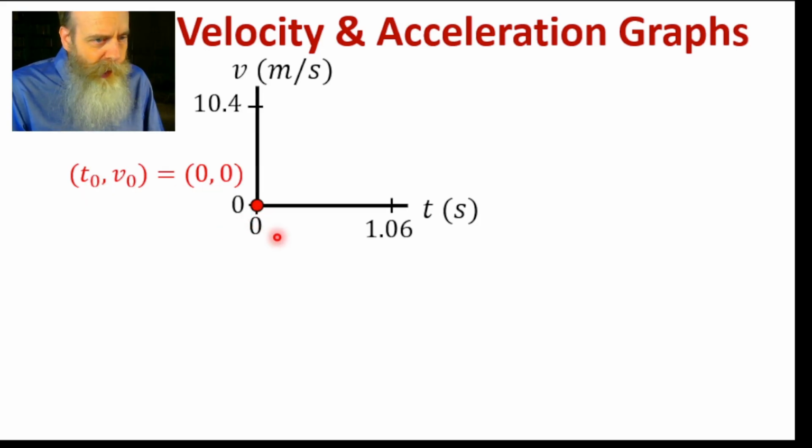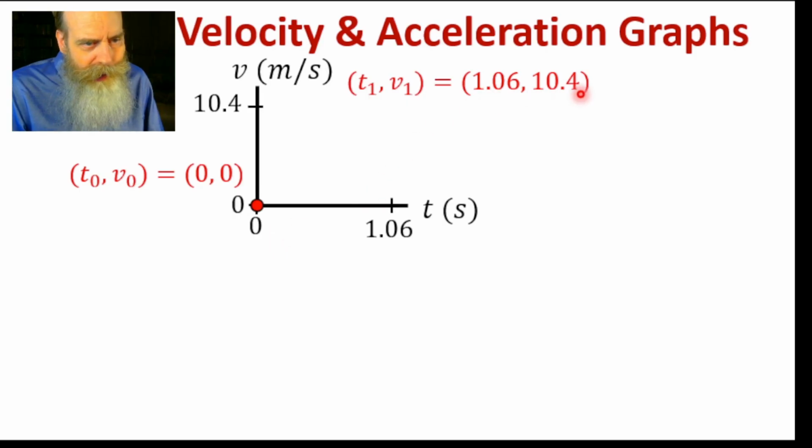And then our final point. t was 1.06, v was 10.4, right there. And we join these 2 points with a straight line, because when the acceleration is constant, the velocity is going to be linear. So there's our straight line. So this is our graph of velocity versus time.